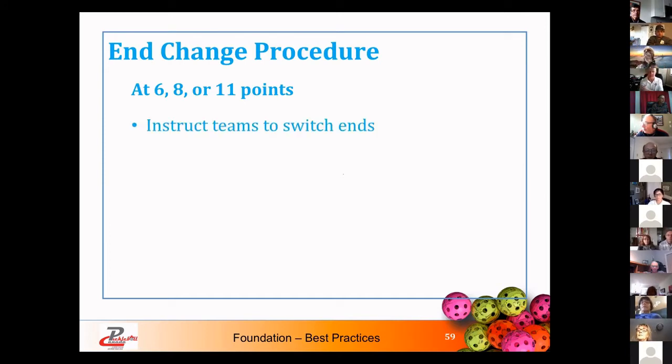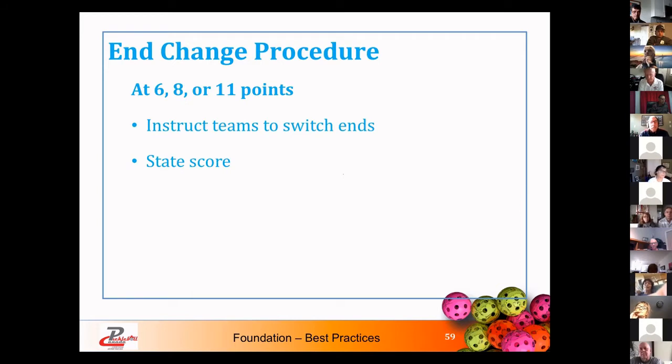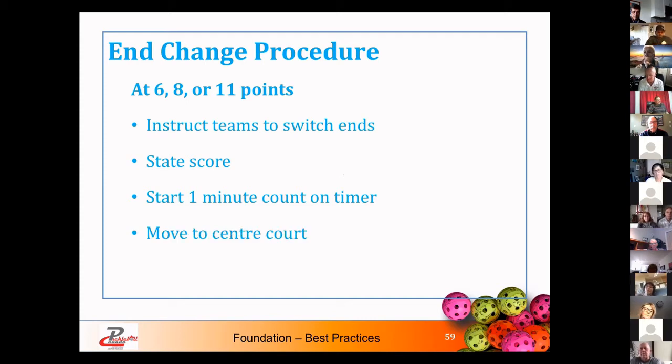They all had that on the test, and I hope you got it right. Instruct the teams to switch ends. And end change procedure. State the score, right? So the score would normally be 6-2-1. Change ends, please. Start your 1-minute timer. Move to the center court.